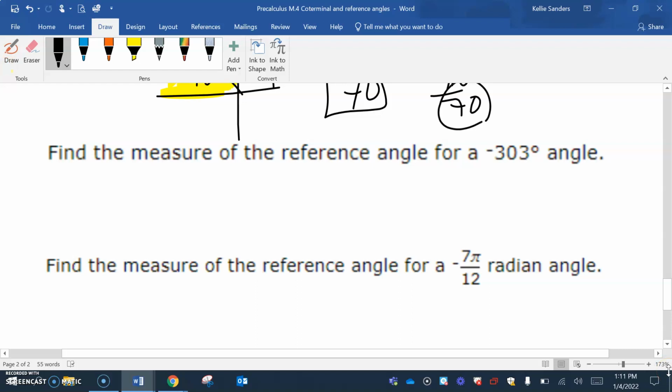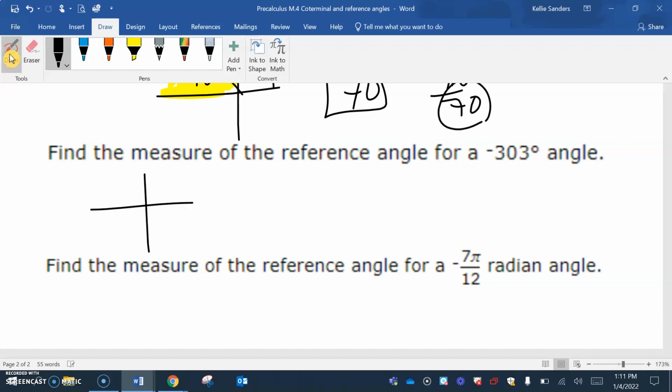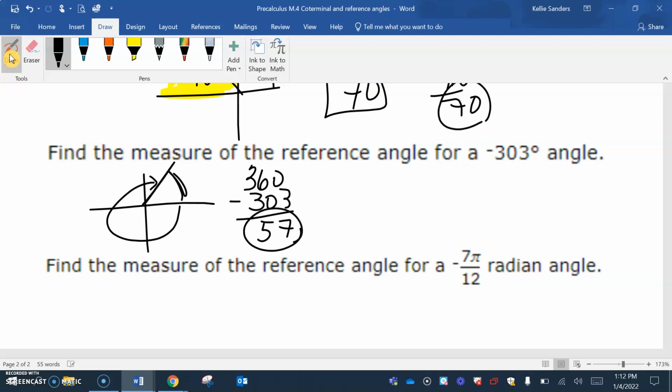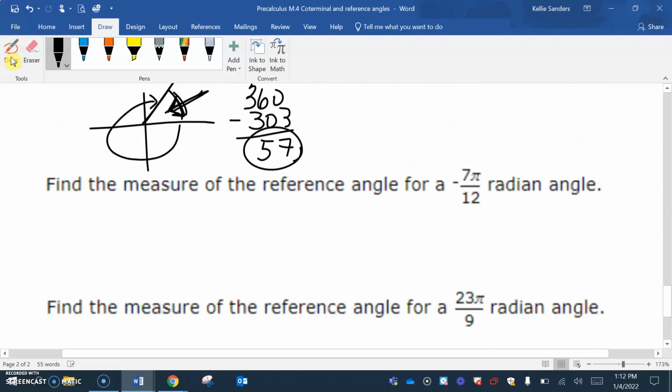So negative 303 is right here. So we want to finish out the circle. So we're going to take a positive 360 minus the 303 and get 57. So 57 is the reference angle. 57 is how big this angle is right here.